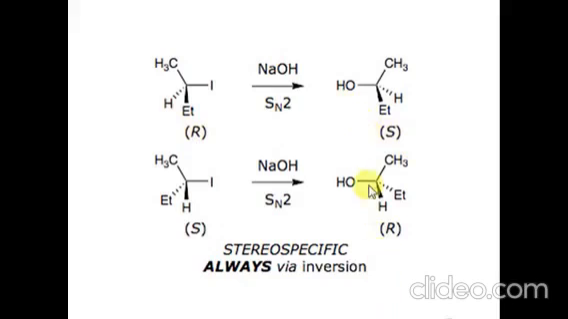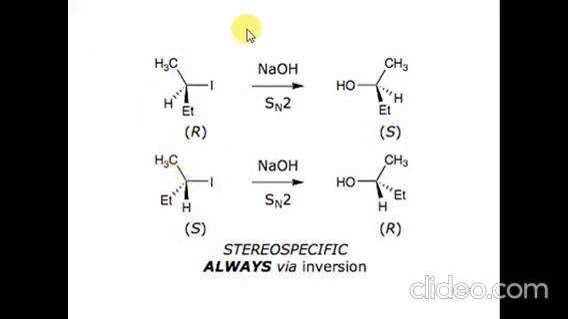So the stereochemistry of the product is dependent on the stereochemistry of the reactant. If the reactant is R, the product should be S, and if the reactant is S, the product should be R. So in this specific reaction, there is no other option but inversion. And the reason for that is this iodine. Iodine is a very good leaving group and very large in size.